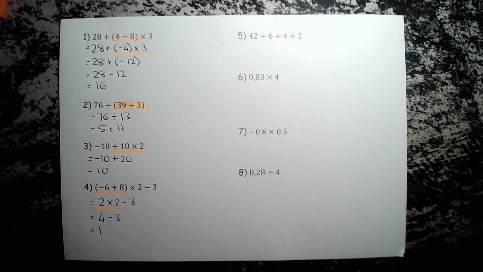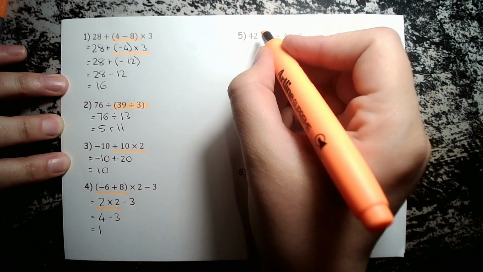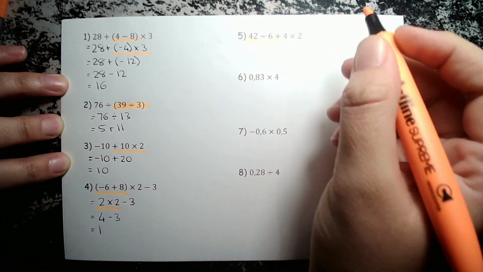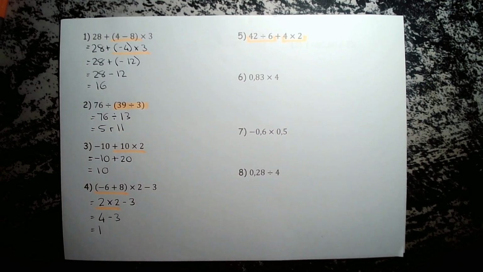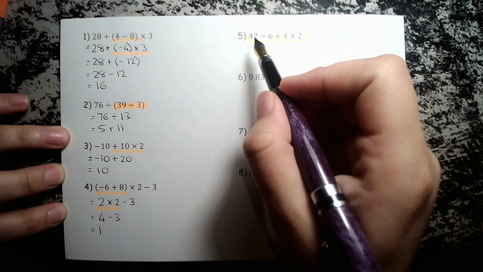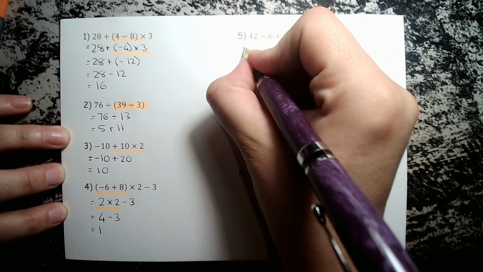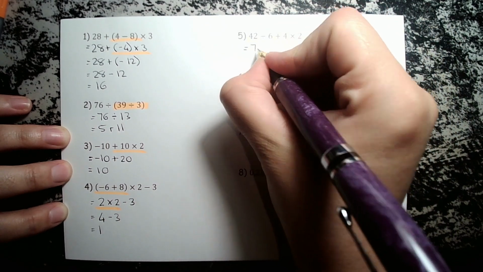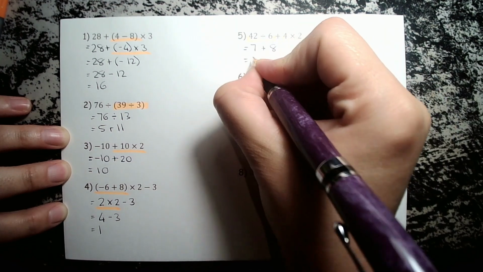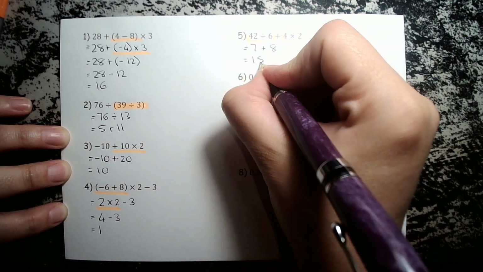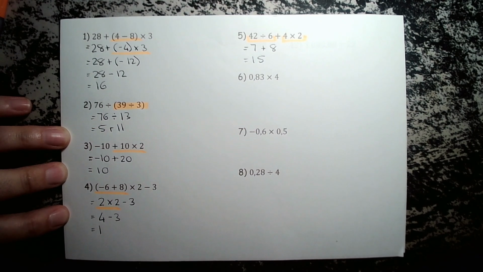Number 5, 42 divided by 6 plus 4 times 2. Now here we have two separate calculations that we need to do first. We need to do this calculation here as well as this calculation here. So 42 divided by 6 is equal to 7, plus 4 times 2, which is 8. 7 plus 8 is 15.